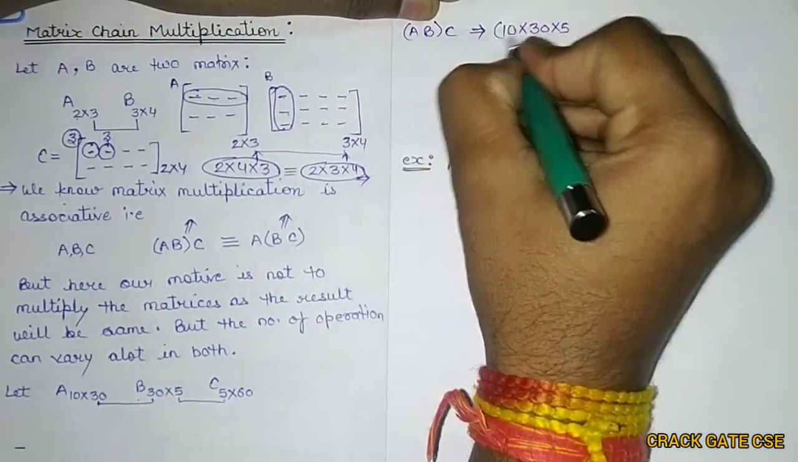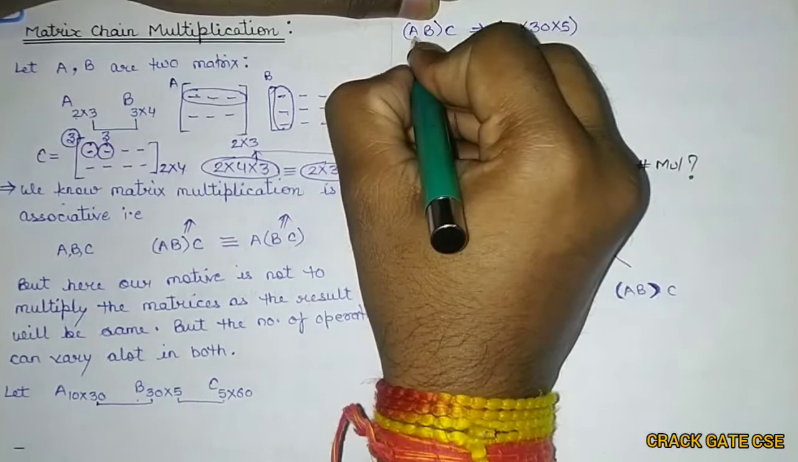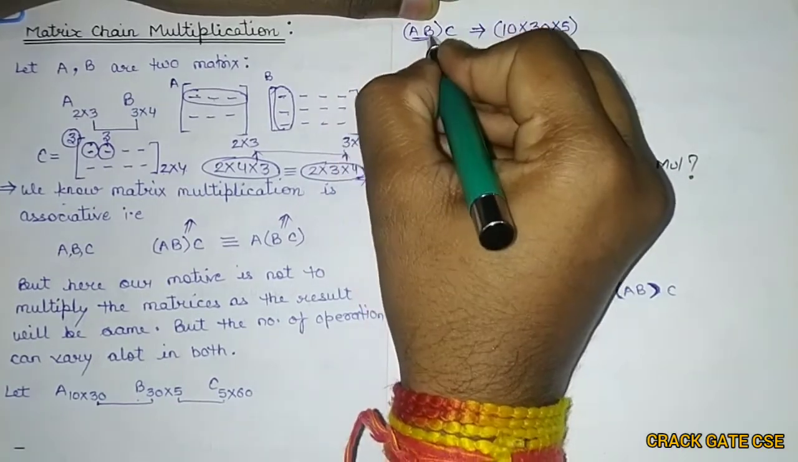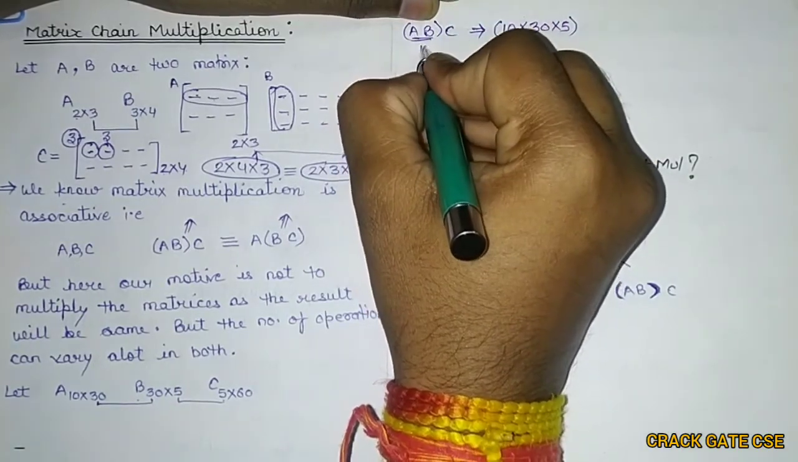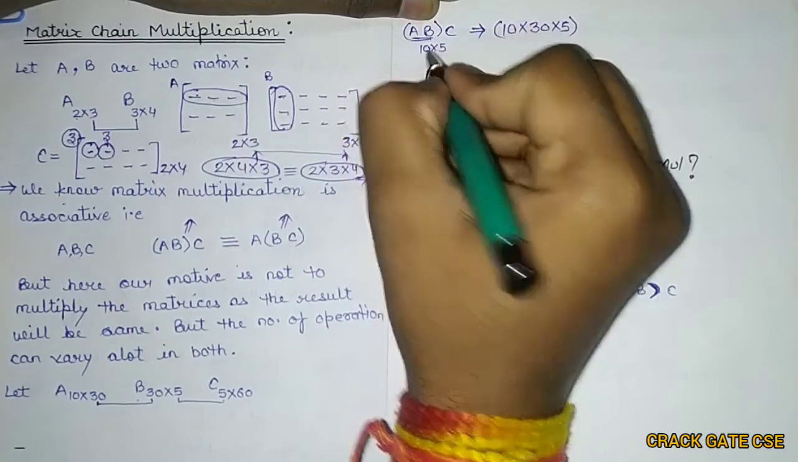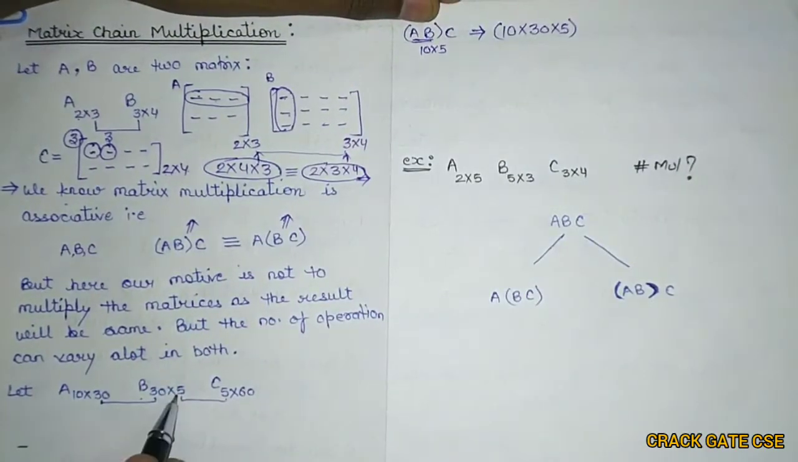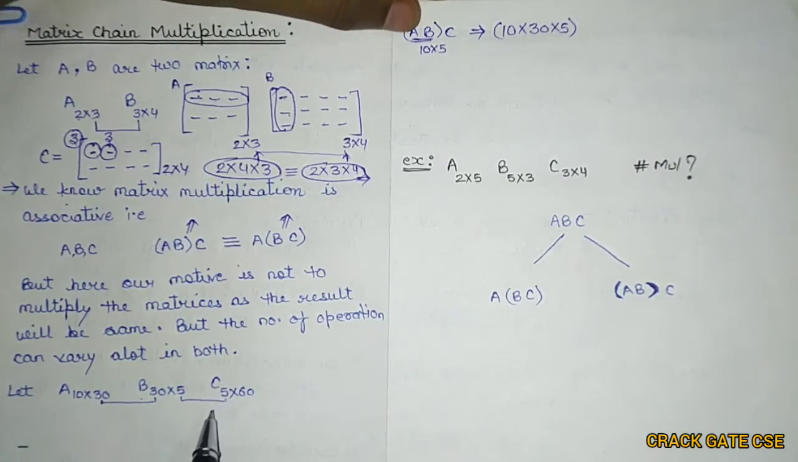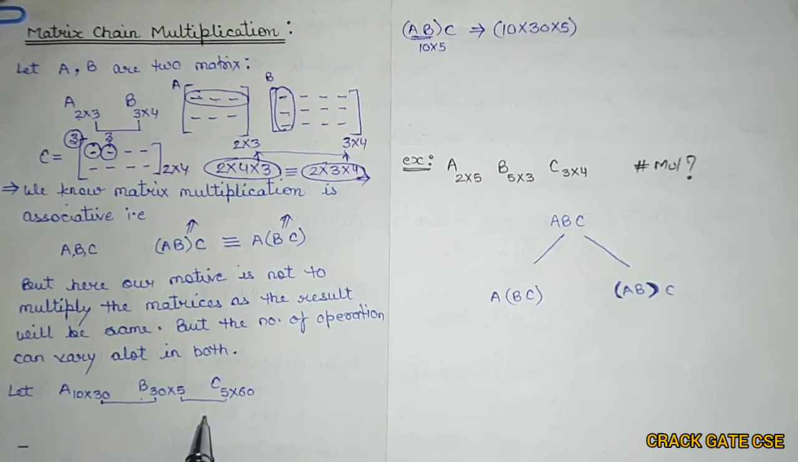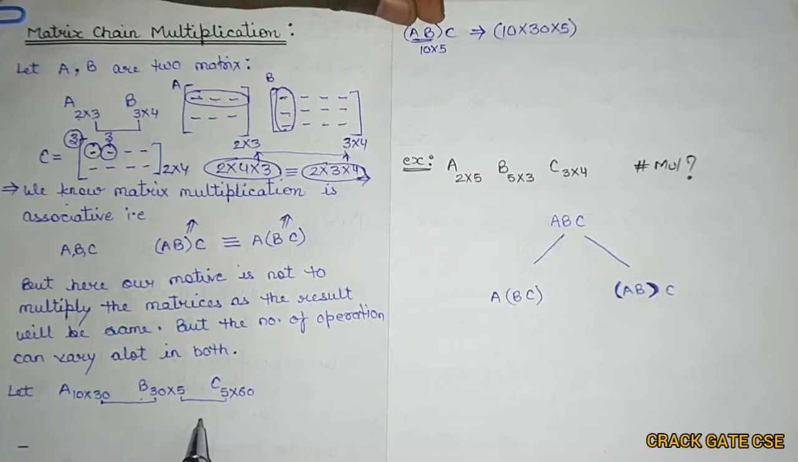So this much multiplication is required to get AB. Now the AB dimensions will be 10 into 5. The output will be 10 into 5. We already know that. Now the C dimension is 5 into 60. Now I have to multiply this AB matrix. This AB will be treated as a complete matrix because we have multiplied it. So this AB matrix will be multiplied with C.